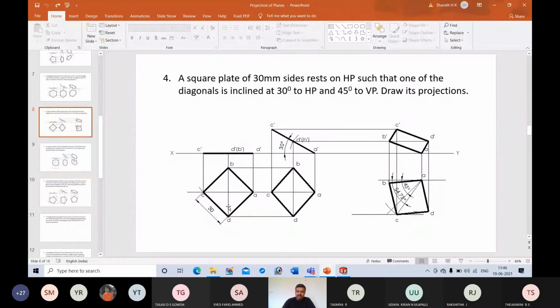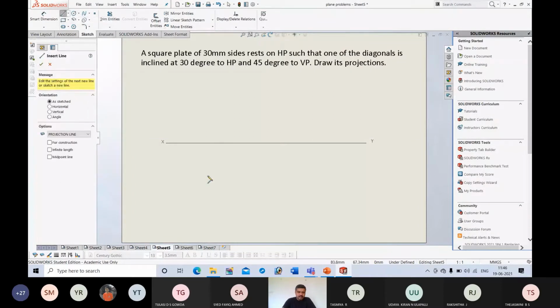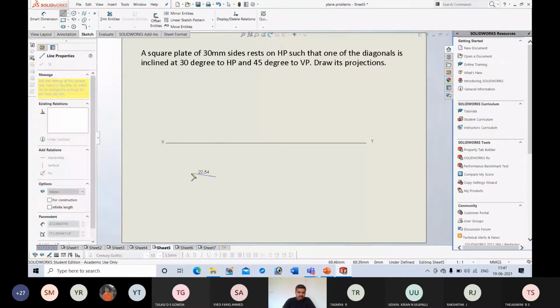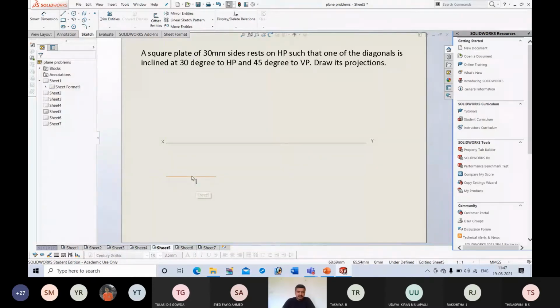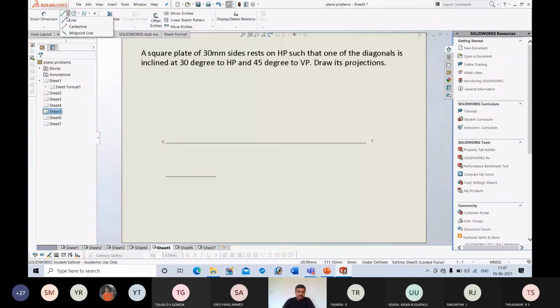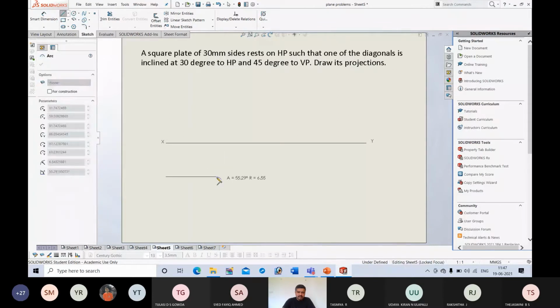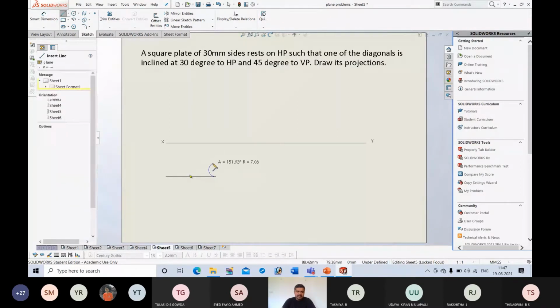I have seen students committing mistakes. Instead of drawing a square, they will end up drawing a rhombus. You should not make that mistake. First, draw a horizontal line. It is just for reference. Then you know the length of the side, it is 30. So draw the first horizontal line, next an inclined line, a line inclined at 45 degrees.